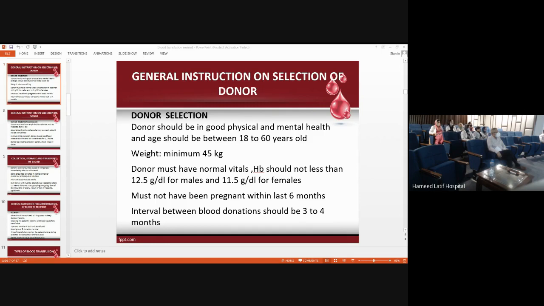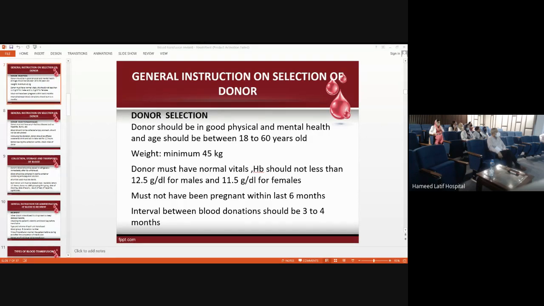Hemoglobin should not be less than 12.5 gram per deciliter for males and 11.5 gram per deciliter for females. Must not have been pregnant within the last 6 months. Interval between blood donation should be 3 to 4 months. Donor must not have any infectious diseases such as hepatitis, tuberculosis, HIV, etc.